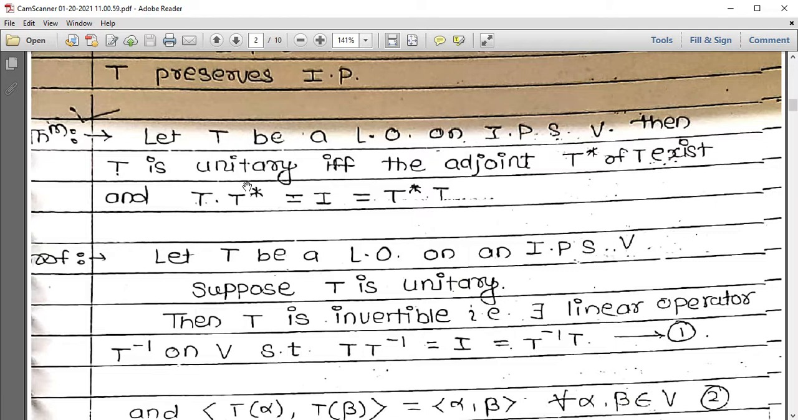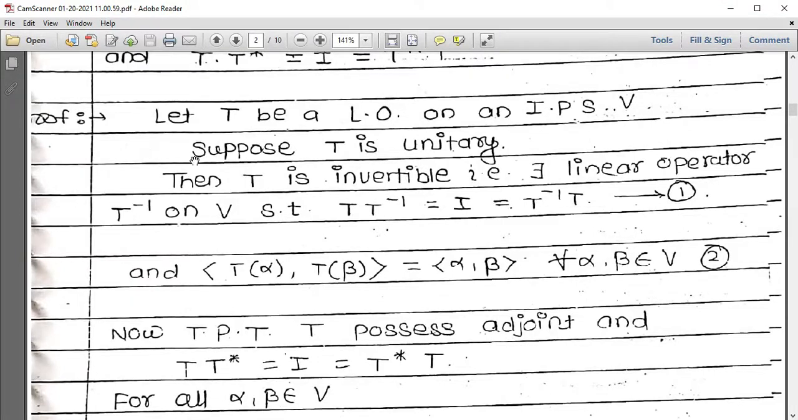In the proof, we first assume T is a unitary operator, then we have to prove T into T star is equal to I, which is equal to T star into T. And in the second part, assuming T into T star is equal to I, which is equal to T star into T, we are going to prove T is a unitary operator. Look at the proof.